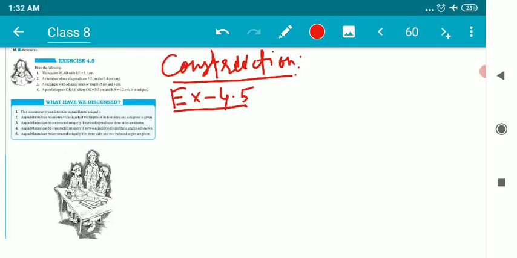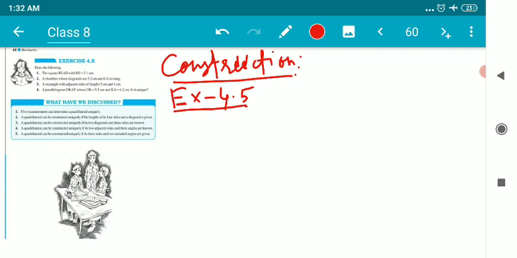Children, we have been dealing with the chapter Construction, which is about practical geometry. So far, we have completed till question number 2 of exercise 4.5. So, children, here in this video, I'm going to explain the last two questions of this chapter, question number 3 and question number 4.